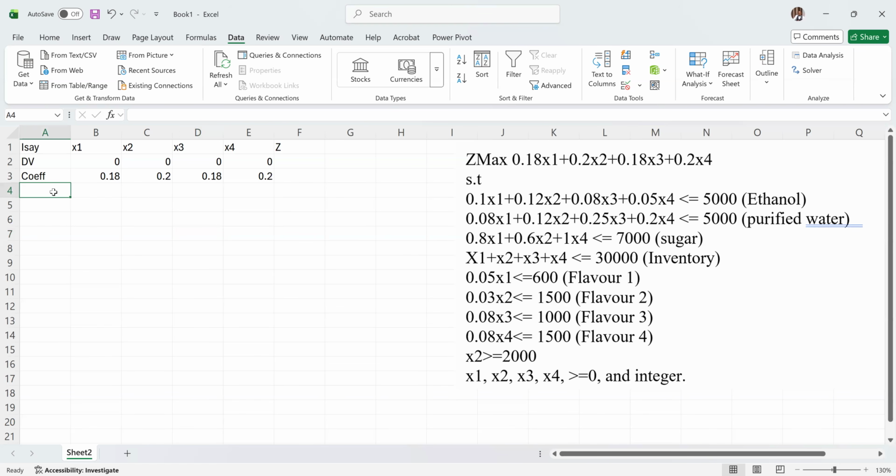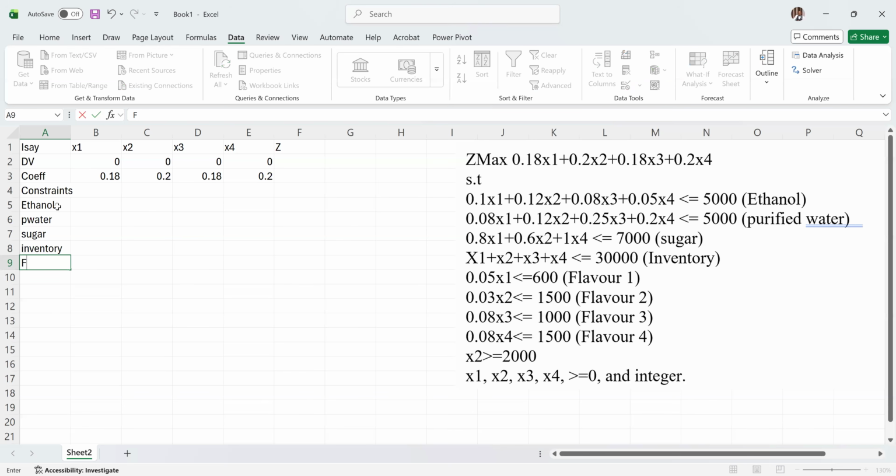Then after that, you bring the word constraints. Type constraints. And then under the constraints, you're going to type the names of the constraints. Here, interestingly, we have the name, so you can just use the same name. Ethanol. So you type ethanol. The next constraint is purified water. You can call it pure water. Next one is sugar. You can call it sugar. Next one is inventory. You can call it inventory.